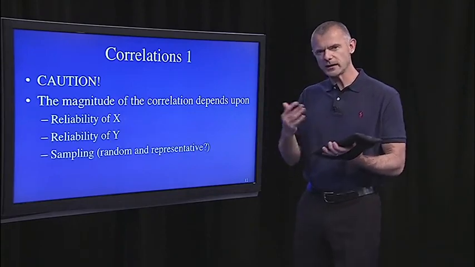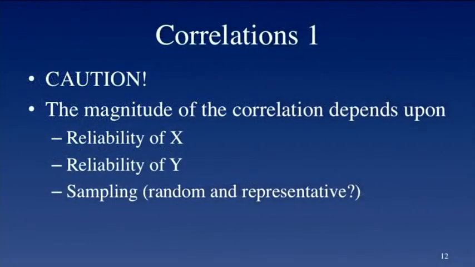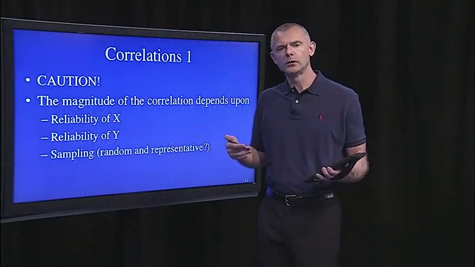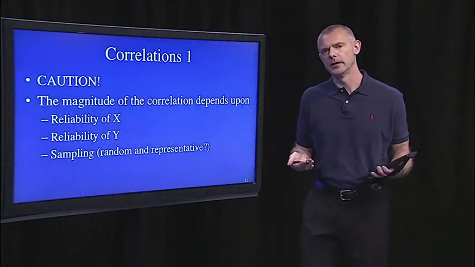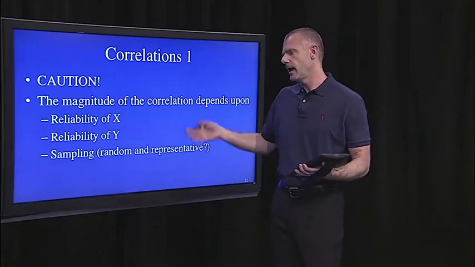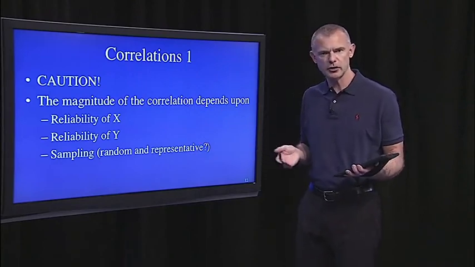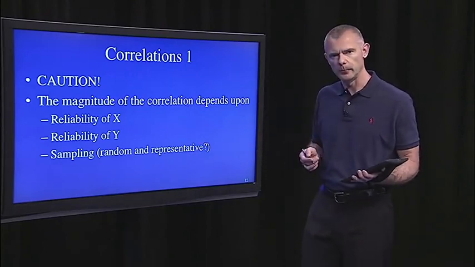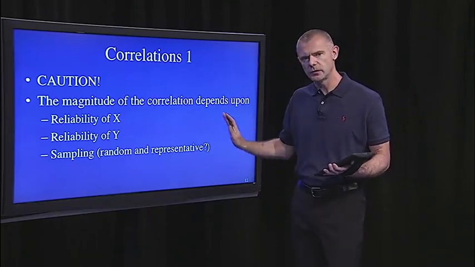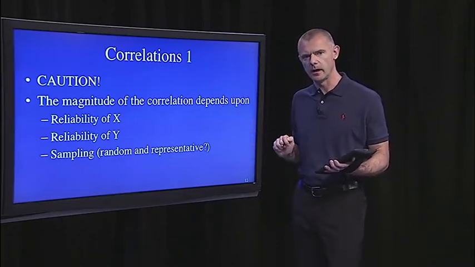Now, the magnitude of the correlation is going to depend on a lot of factors, right? So 1, it will depend on the reliability of the variables, so the reliability of X and the reliability of Y. In lecture 5, we'll talk about measurement theory in psychology and how we determine if a particular measure is reliable or not. But just remember, the magnitude of this correlation will depend on reliability.